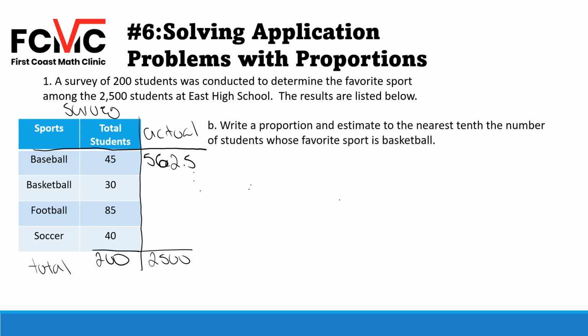So the second problem, we've got the same data, same scenario. A survey of 200 students was conducted to determine the favorite sport among 2,500 students at East High School. We've got our survey data here. From the previous problem, we know that 562.5 students like baseball. So now we want to figure out how many students' favorite sport is basketball. So basketball is right here. All right, so we know our students from our survey is 30. Our actual students we don't know, so we want to set up our ratio of part to total.